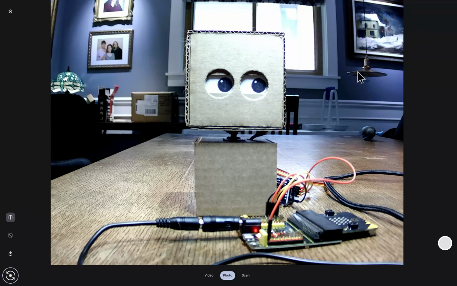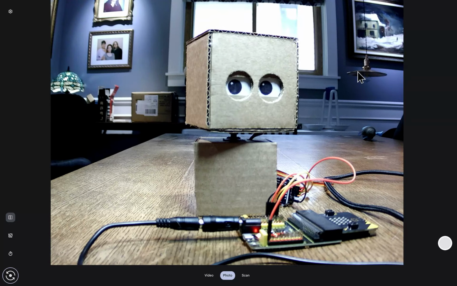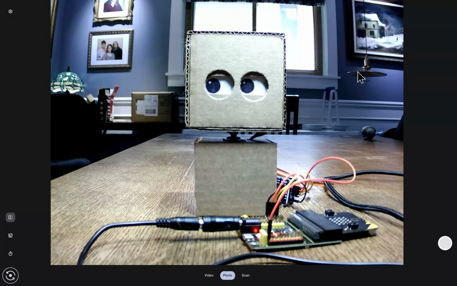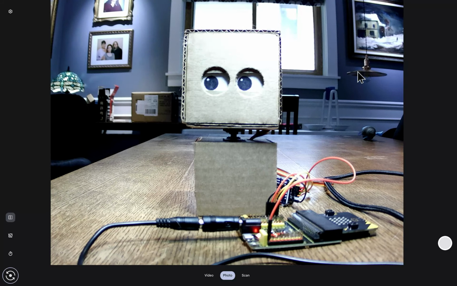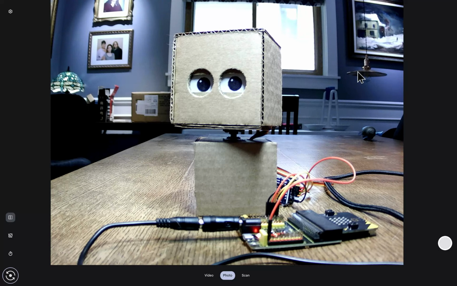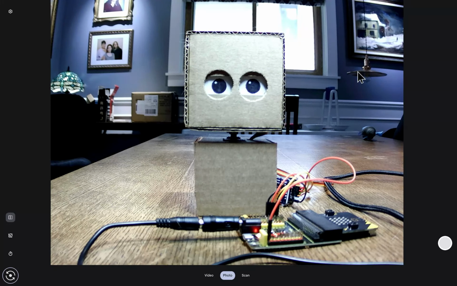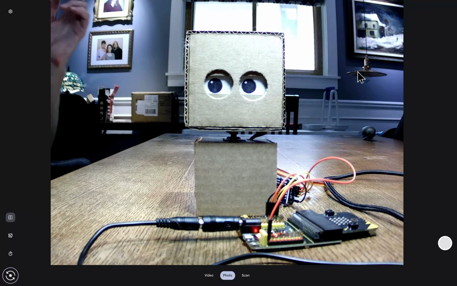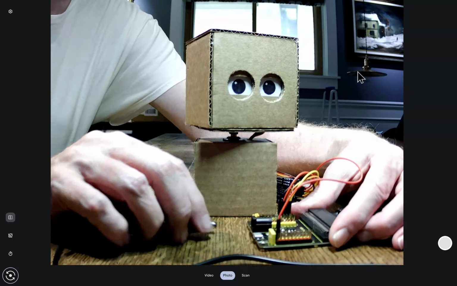Those were both follow head. That's follow head. There was tracking. Show us tracking again. There was tracking. Okay, so that looks pretty good. That's how I'm going to leave it. All right.